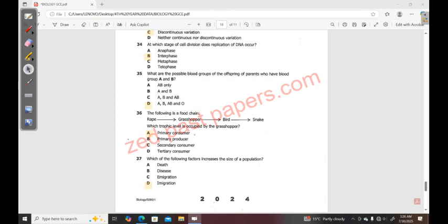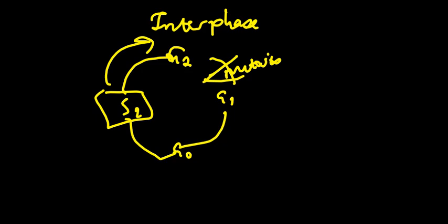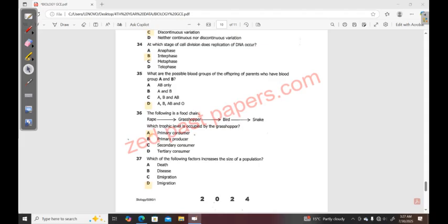35. What are the possible blood groups of the offspring of parents who have blood group A and B? A, B only. B, A and B. C, A, B and AB. D, A, B, AB and AO. So for instance, these are the parents. One parent will either be AO, the other one will be BO. So let's take it like this. A and B distinctively.